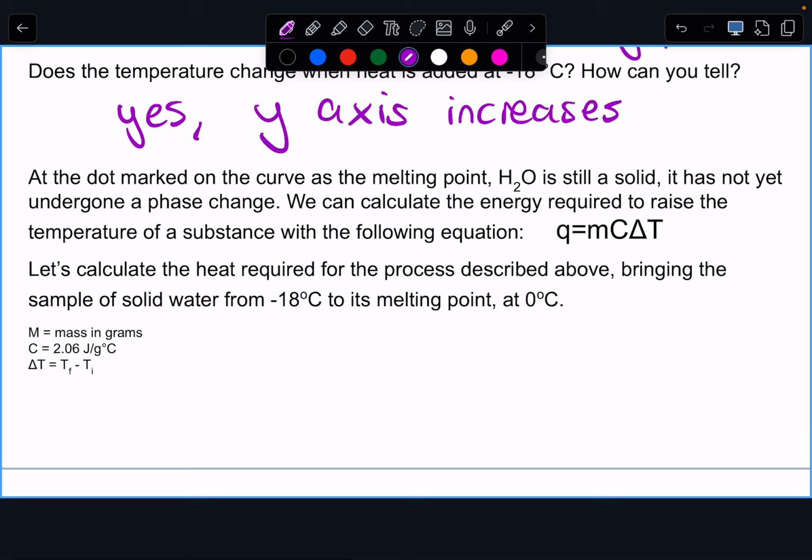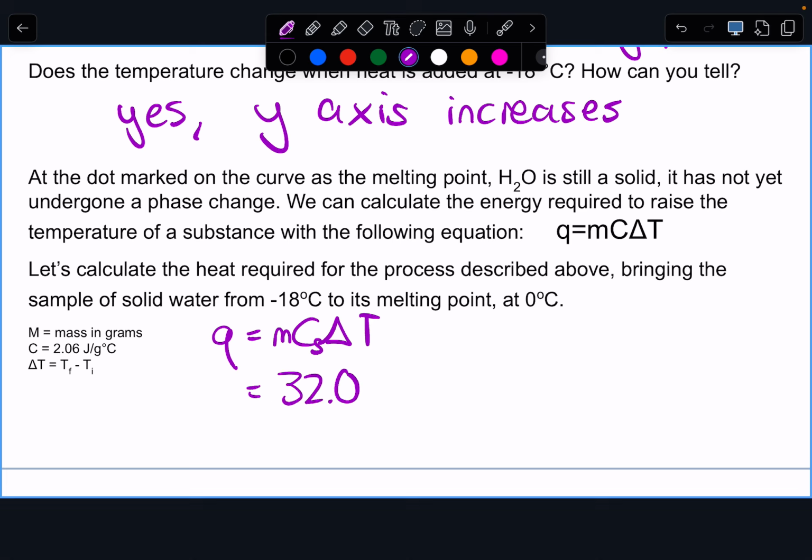All right, so now we want to calculate the energy associated with taking it from that -18 degrees C and bringing it up to its melting point at 0. So it's still going to be a solid when we bring it up to 0 degrees C, but it's at 0 degrees C, okay? So Q equals mC delta T. Remember, the C is specifically the solid.